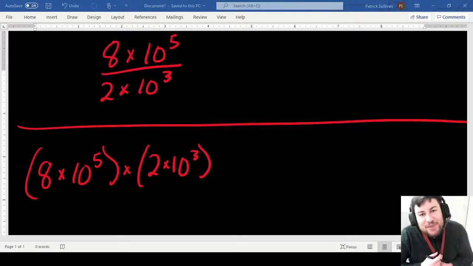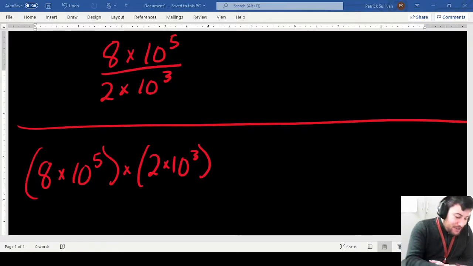Alright, in this video I'm going to show you the basics of how to multiply and divide in scientific notation. And this is a lot easier than adding and subtracting in scientific notation. So we'll do division first. Alright, so I have 8 times 10 to the fifth, all divided by 2 times 10 to the third.